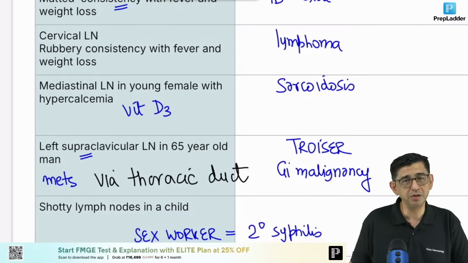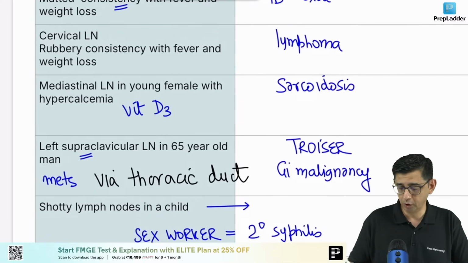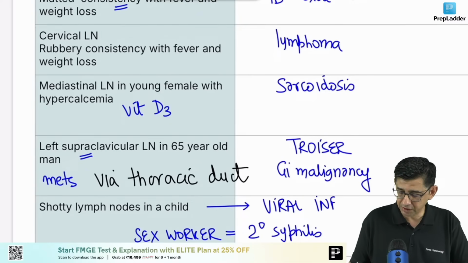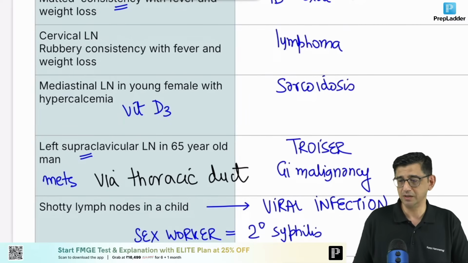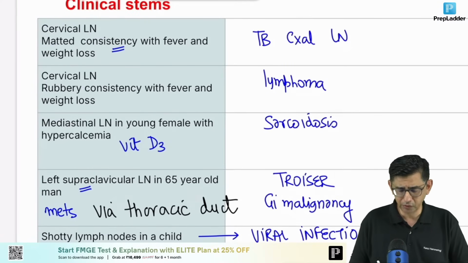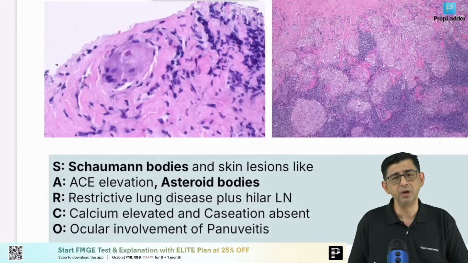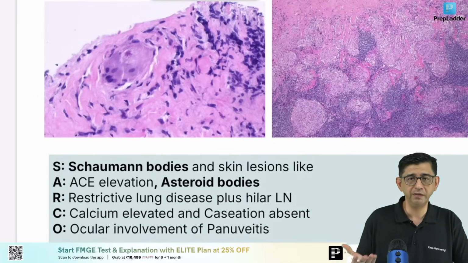Yes, secondary syphilis is perfectly fine for a sex worker, but in children you might be getting discrete lymph nodes in the neck sometimes, which could be common after any viral infection. So the message is shotty lymph nodes in a child. If it is asked, then obviously I will not answer it as a case of syphilis for obvious reasons. Then it would be answered as a viral infection. So these are a couple of those one-liners or clinical stems which would help you. And since one of the options was sarcoidosis, I think all of you would have read rapid revision.